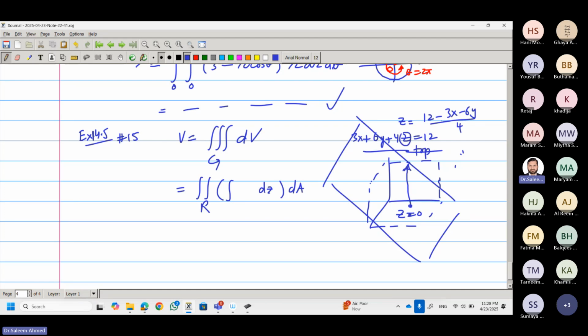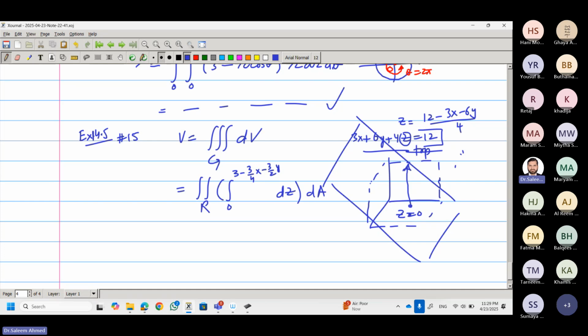So 12 by 4 is 3. So z goes from 0 to 3 minus 3 by 4 x minus 6 by 4 y, that is 3 by 2 y. Okay, so these are the limits for z, and then dA outside.